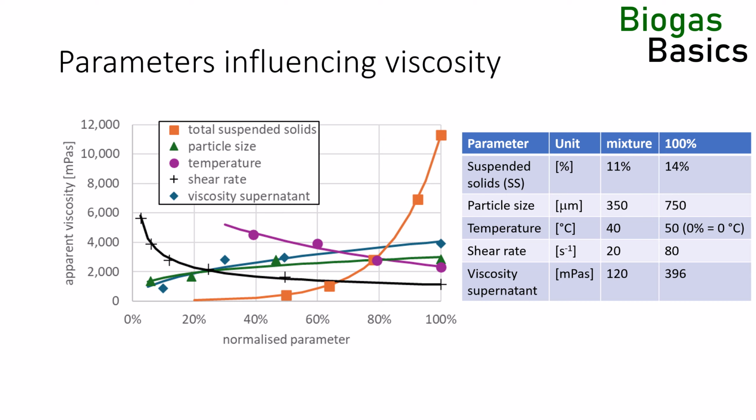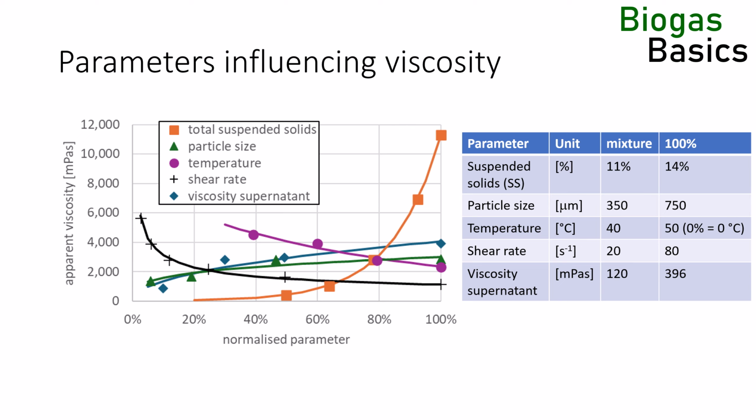The impact of the shear rate, here in black, can be described with a power law approach. The flow behavior index of the suspension is n equals 0.55. Lastly, we investigate the impact of the supernatant viscosity on the suspension viscosity, here in blue. The supernatant viscosity is varied from 39 to 396 millipascal seconds, which leads to an increase of the suspension viscosity from 880 to 3900 millipascal seconds.